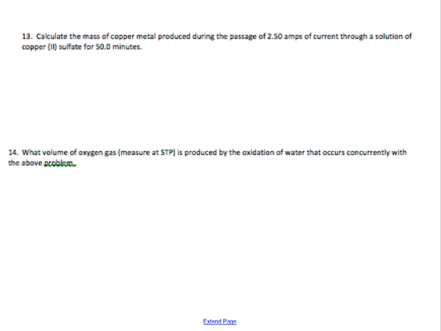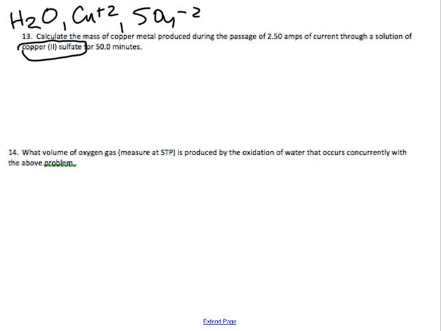So in this first example, 13 and 14 are the same electrolytic cell. We are calculating the mass of copper metal produced during the passage of 2.5 amps of current through a solution of copper 2 sulfate. So there's water, there's copper 2, and there is sulfate. That's what's in our electrolytic cell. What are we reducing? We're going to reduce the copper 2 because it's a metal and it's not a spectator. And what are we going to oxidize? The water, because the polyatomic is scary.